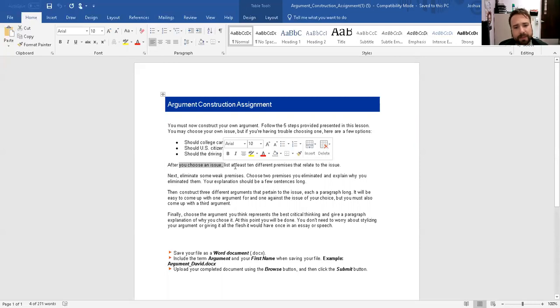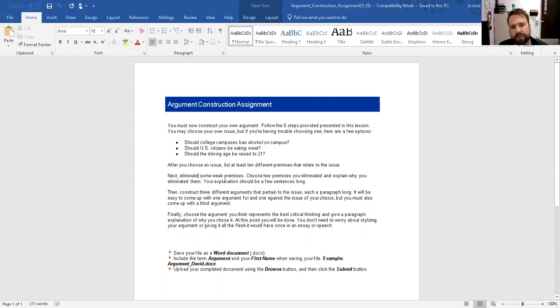After you choose your issue, list at least 10 different premises related to the issue. You're going to have to write paragraphs that are for or in favor of your topic and paragraphs that are against it, so you need premises on both sides of the issue. Your premises need to be composed as complete sentences. Just because the assignment says list 10 premises, people seem to think that means throw grammar and punctuation out the window. Absolutely not. Maintain complete full sentence structure for your list of premises. Ideally have 5 premises in favor of your topic and 5 premises in opposition.